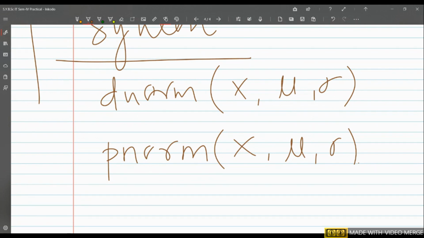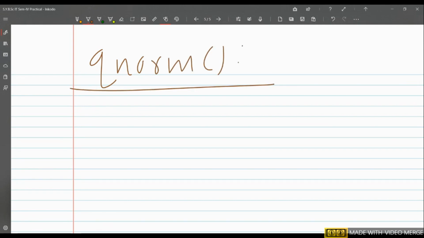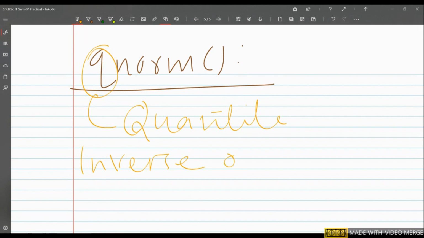And the last inbuilt function in R Studio is qnorm. What does this q represent? It represents the quantile, and this function is the inverse of the pnorm function. It takes the probability values and gives the number whose CDF matches.